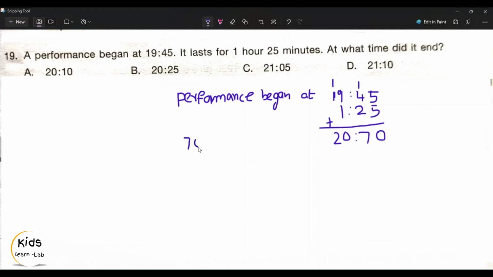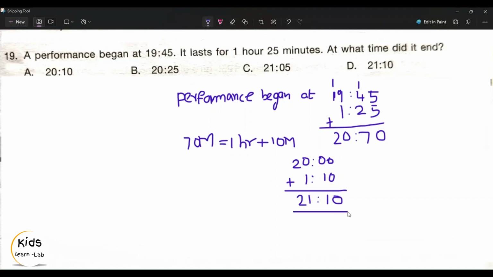70 minutes can be written as 1 hour plus 10 minutes. This to be added to this. 0 plus 0 is 0. 0 plus 1 is 1. 0 plus 1 is 1. 2 plus 0 is 2. So 21 hours 10 minutes is the answer, children. So option D is the right answer, children.